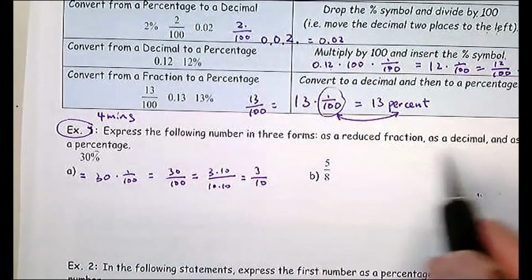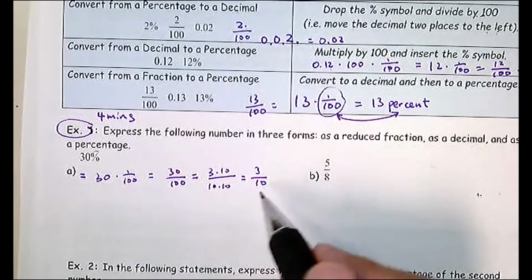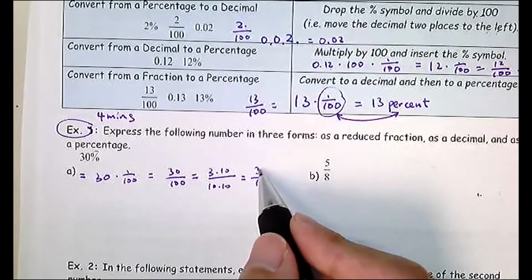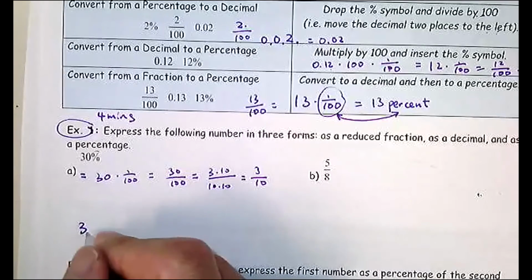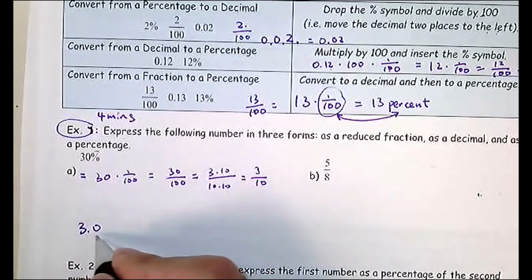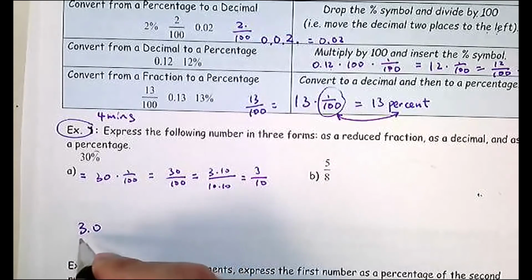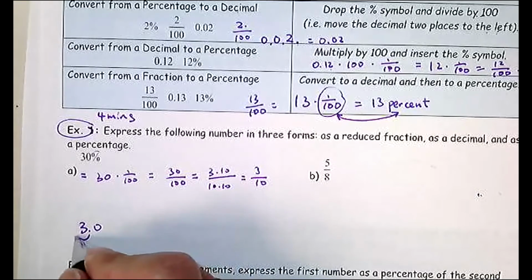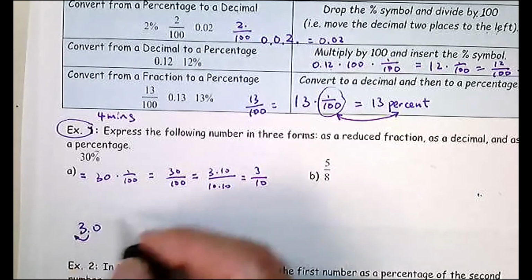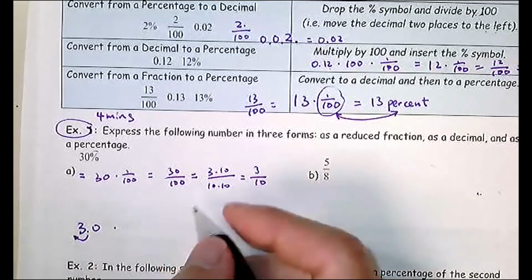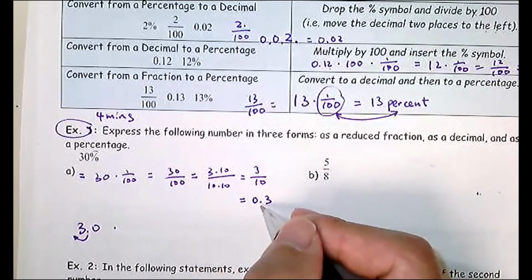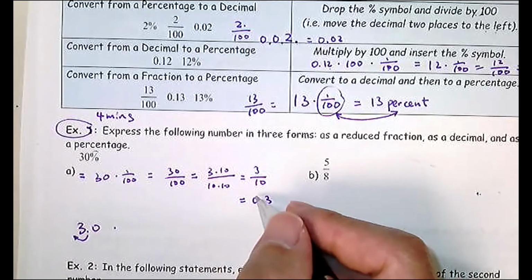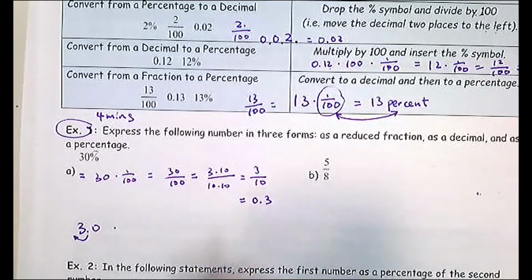That's it. As a decimal, notice that 3 divided by 10. Originally, this is 3.0, right? But divided by 10, you have to move the decimal point 1 unit to the left. So this becomes 0.3. The decimal point goes ahead of the 3. And in order to make it complete, you have to add a 0.